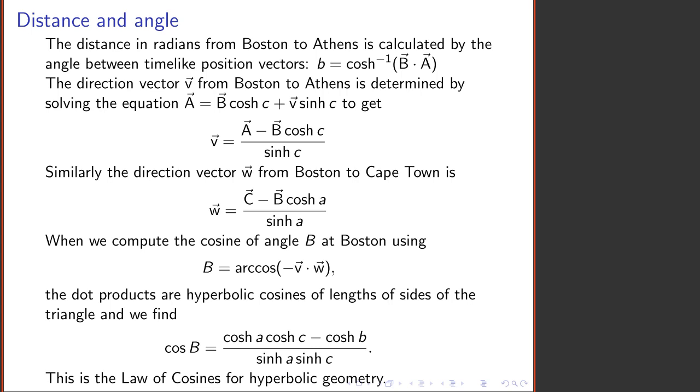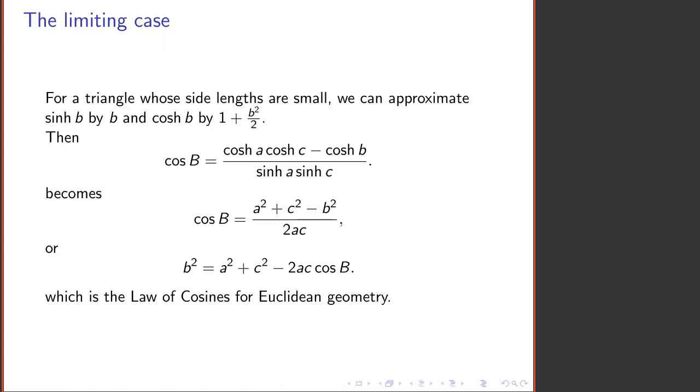If I want the angle at Boston, since this dot product is going to be negative, I have to change its sign before I take the arc cosine, but that gives me the angle at Boston. And so when I put everything together, I get the law of cosines for hyperbolic geometry. It looks just like the law of cosines for spherical geometry, except that the sign is reversed in the numerator and all the functions are hyperbolic rather than ordinary trig functions.